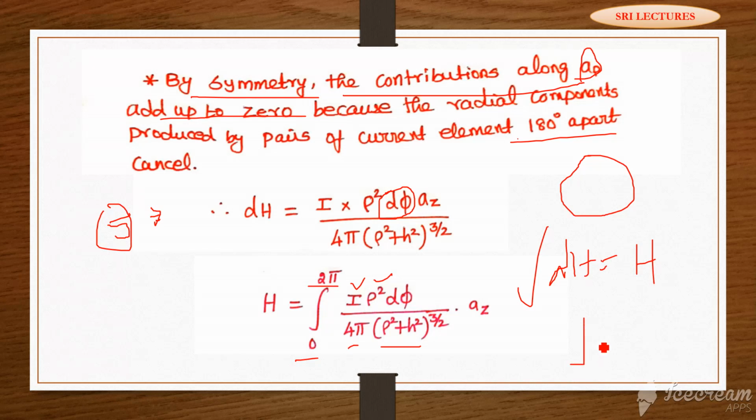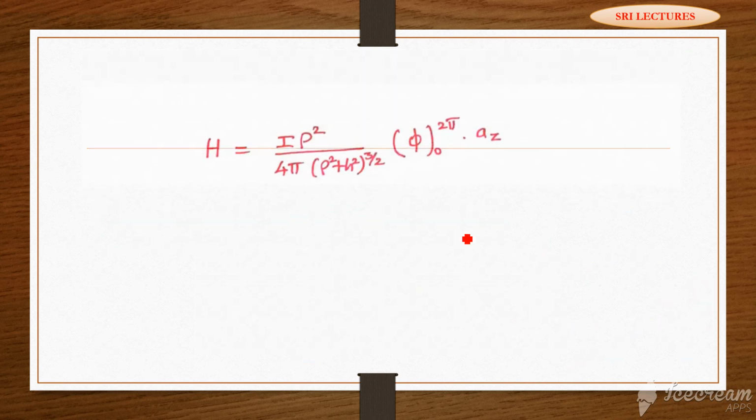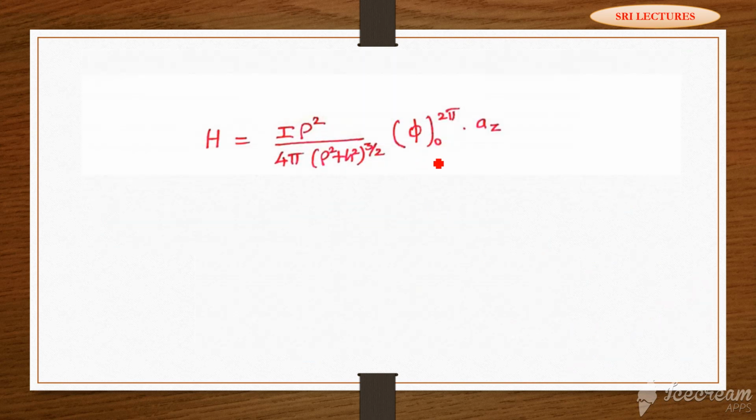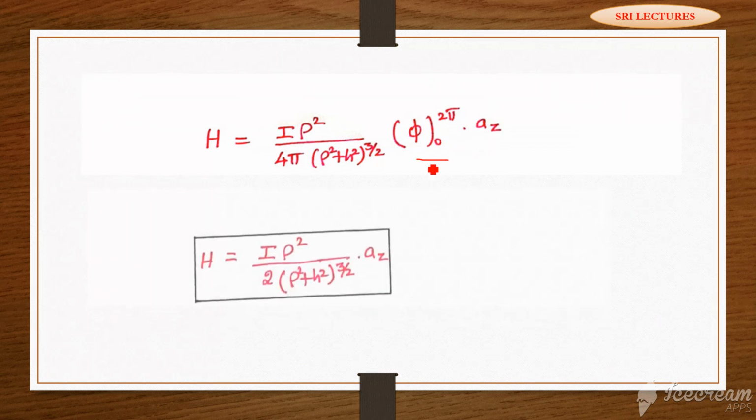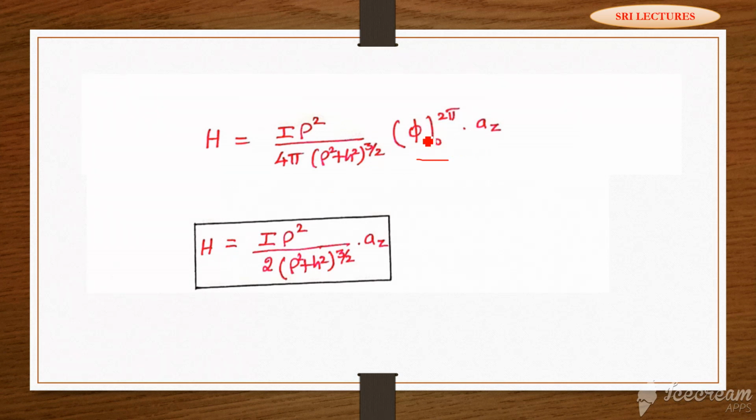The only remaining term is the integration of d phi multiplied with a z. What is the integration of d phi? It becomes phi. Then we apply the limit 0 to 2 pi. Integration of d phi becomes phi, with the limit 0 to 2 pi, multiplied with a z. Simply substituting the limit, we get 2 pi here.